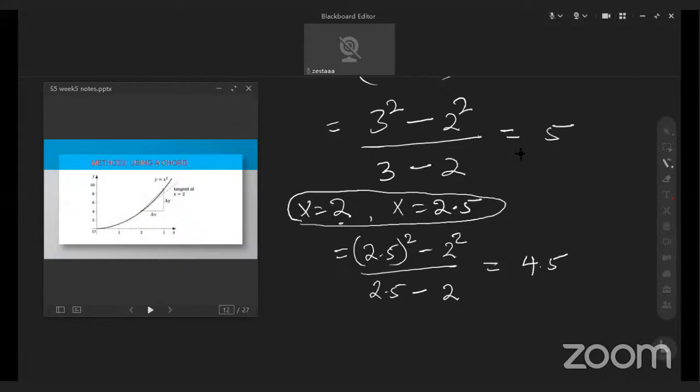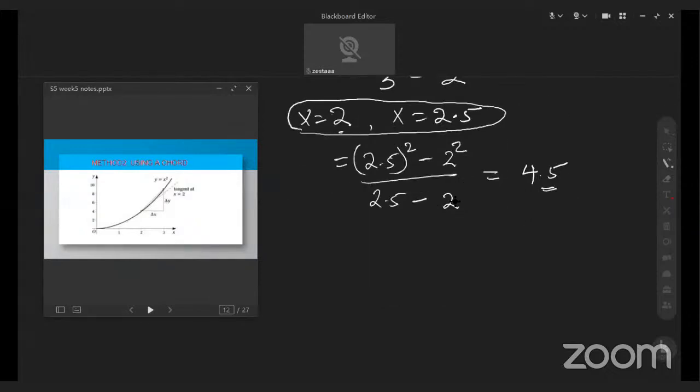So you see that in the first one, we got 5. In the second one, we are getting 4.5. So we are reducing. Remember, this 3 is the maximum value of x. Okay? So we can't go beyond 3. But when you keep on tending down, take an example. Let's also keep on changing.